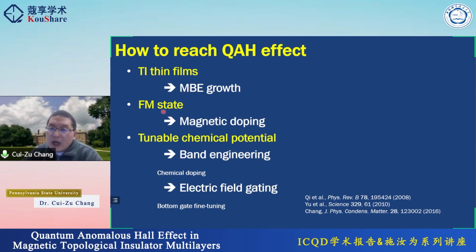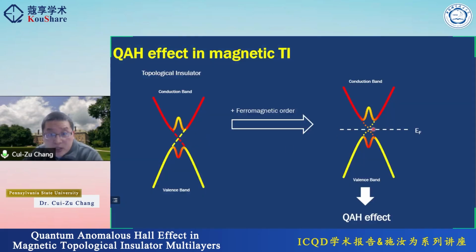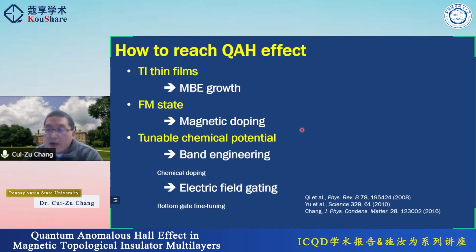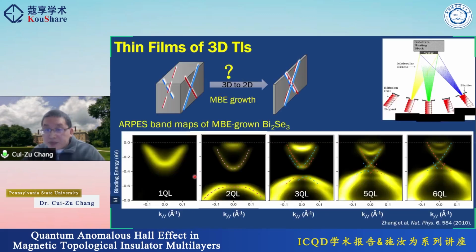And the second, we need the ferromagnetic order introduced into the thin film of TI. We realize this by magnetic doping, using the same method used in the diluted magnetic semiconductor. The third step is we need to tune the chemical potential into this magnetic exchange gap. We use two methods. One is chemical doping, and the second is the gating effect. We know that the gate can also tune the chemical potential.